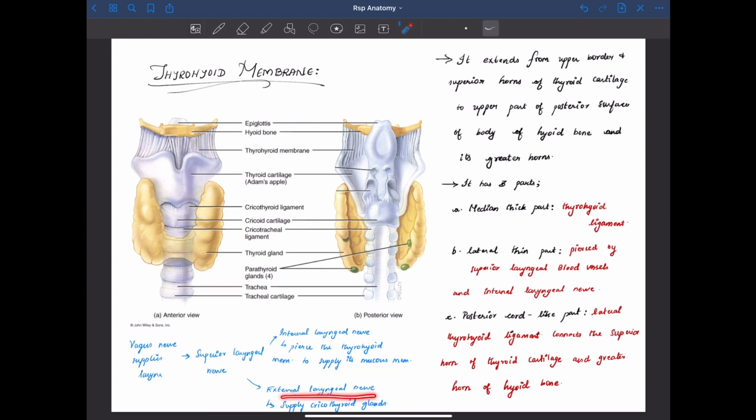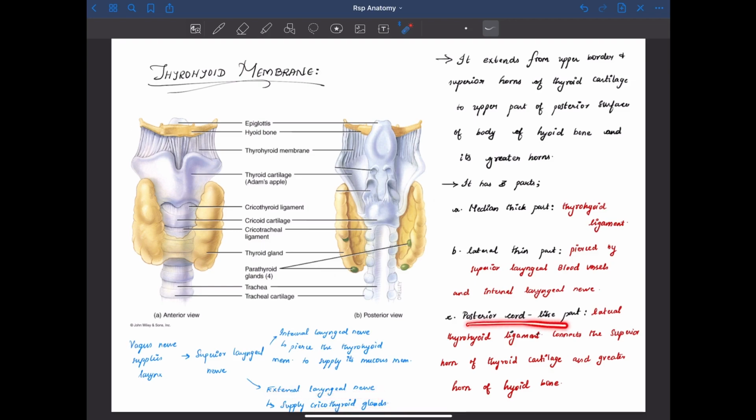The external laryngeal nerve supplies the cricothyroid muscles. This is the cricothyroid ligament. This is the cricoid cartilage, and this is the thyroid cartilage. This is the cricothyroid ligament, and within it is the cricothyroid muscle, which is supplied by the external laryngeal nerve.